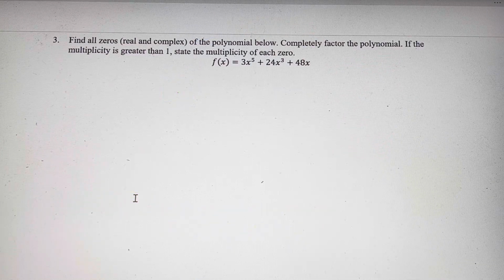All right, and finally here for number 3, we're going to find all the zeros, both real and complex. Okay, in the first couple, I haven't gone over this last part. If the multiplicity is greater than 1, you want to state that. This one's going to have some zeros with a multiplicity greater than 1, so just be aware of that as you try this one.